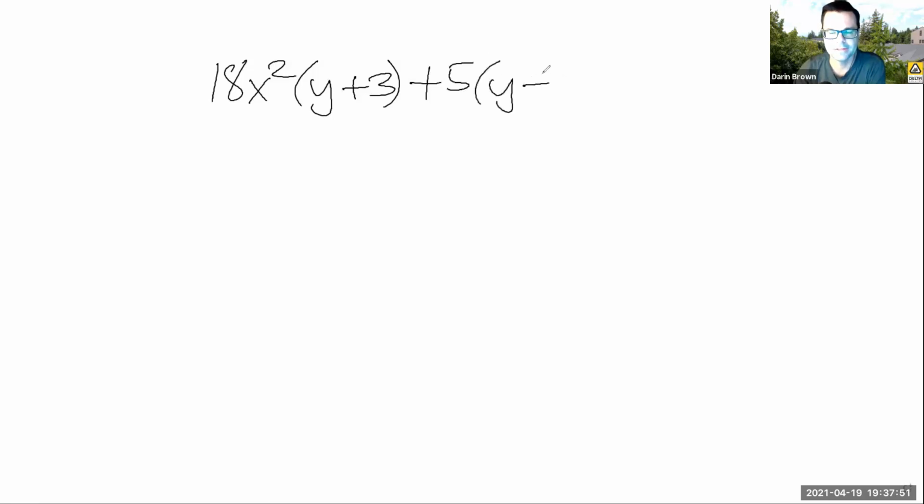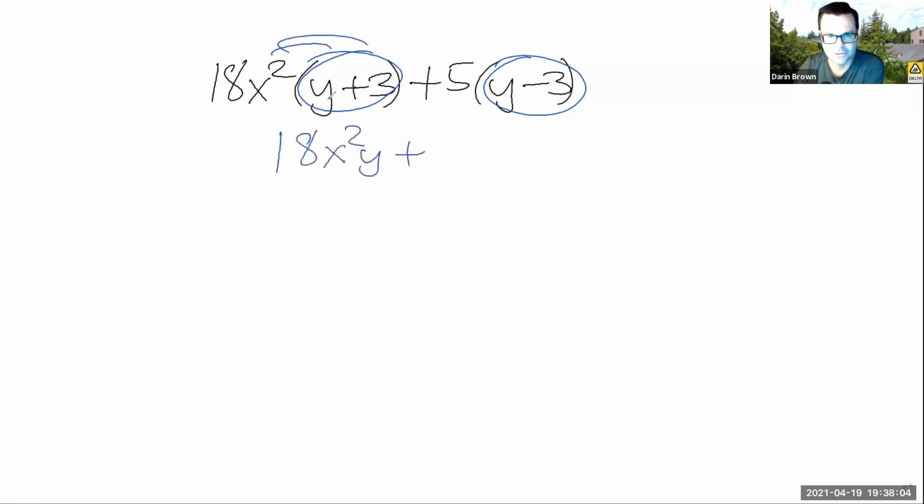Plus 5y minus 3. Now, if these two were actually the same, I could factor that out, but one of them's positive, the other one's negative. So I just have to distribute this. This is a very strange problem. I don't know why this is, let's see, 30, 24. It's 54x squared plus 5y minus 15. I'm not sure there's really anything here.